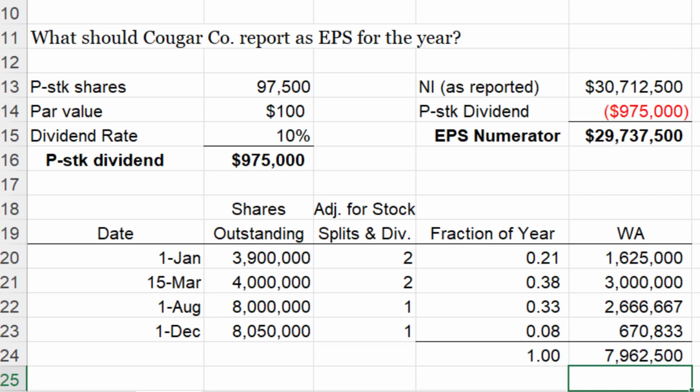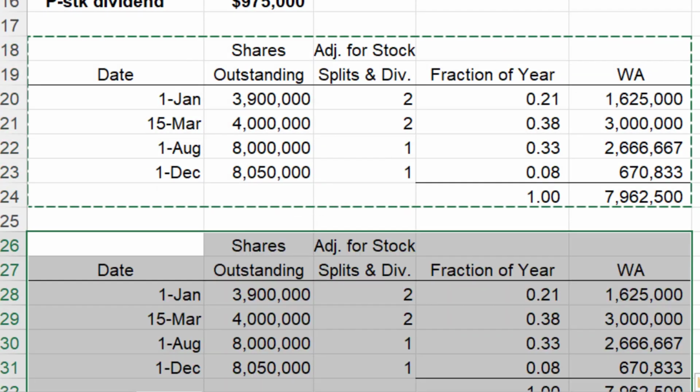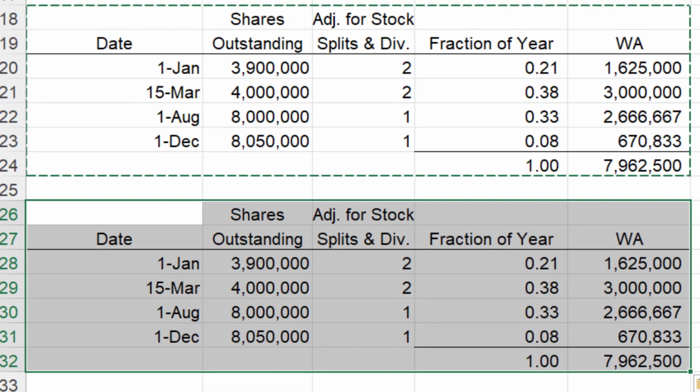Now, this is not the only way to calculate the weighted average shares outstanding. This is just one of two methods that both work equally well. It just depends on how you want to think about it. Personally, I like to think about it this way because I'm keeping track of how many shares are actually out there at each stage. That's what makes sense to me. But you don't have to do it that way. You can instead do this calculation based on the absolute set of shares.